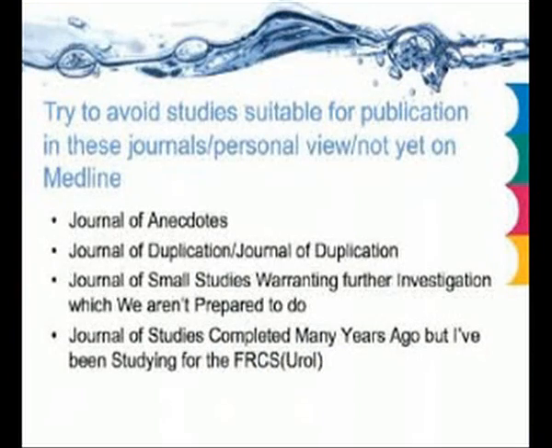First journal is the Journal of Anecdotes. Second journal is the Journal of Duplication, or its sister journal, the Journal of Duplication. The third journal is the Journal of Small Studies, warranting further investigation, which we aren't prepared to do. And the fourth is the Journal of Studies completed many years ago, but I've been studying for the FRCS, you're all.